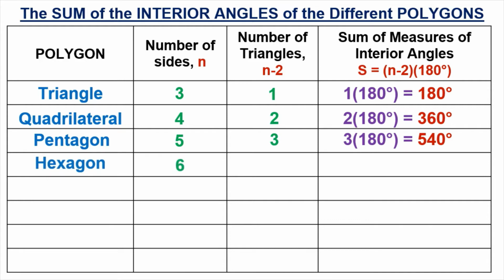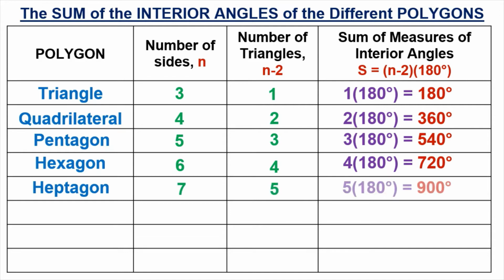Next, hexagon, we have 6 sides. 6 minus 2 is 4. 4 triangles po yung mabubuo sa isang hexagon. And then, 4 times 180 degrees equal to 720 degrees. Meaning, lahat po ng angles ng hexagon ay nagtototal ng 720 degrees. Next, heptagon, we have 7 sides, minus 2, that is 5 triangles. And then 5 times 180, total of 900 degrees.